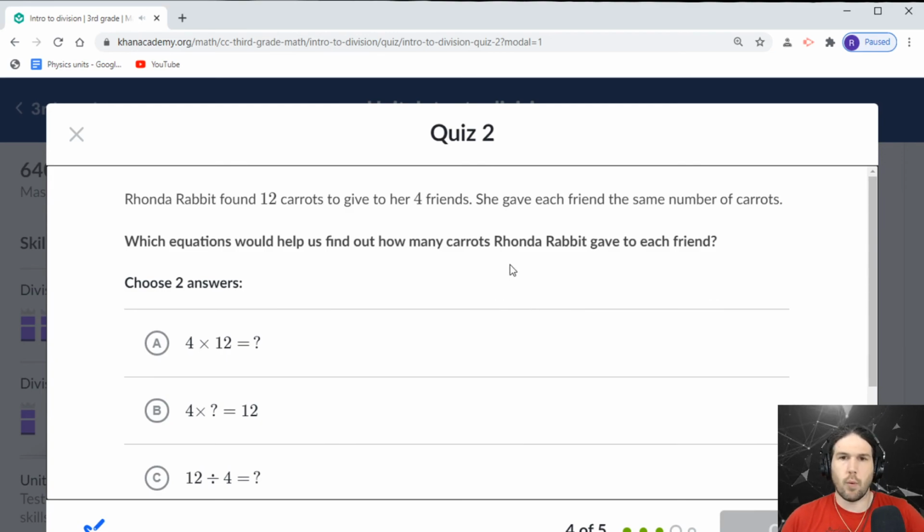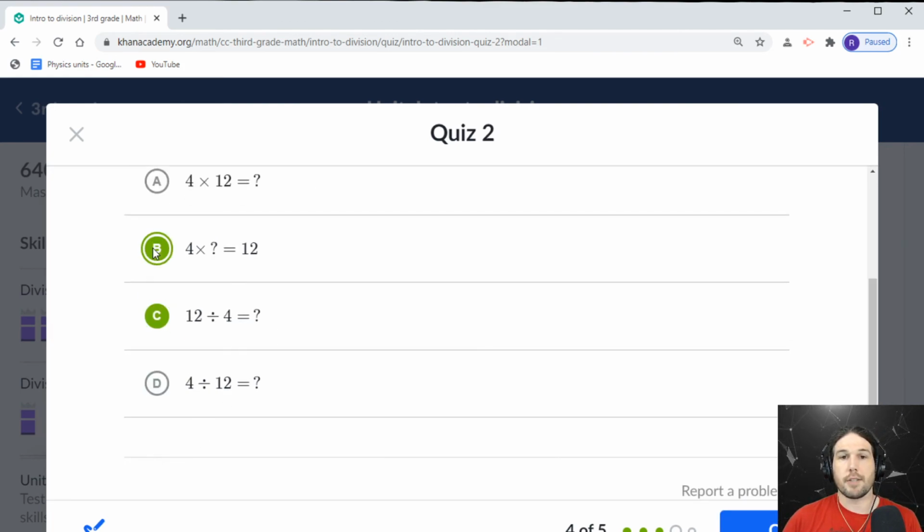Rhonda Rabbit found 12 carrots to give to her 4 friends. She gave each friend the same number of carrots. That's either 12 divided by 4, or it's 4 times whatever equals 12.